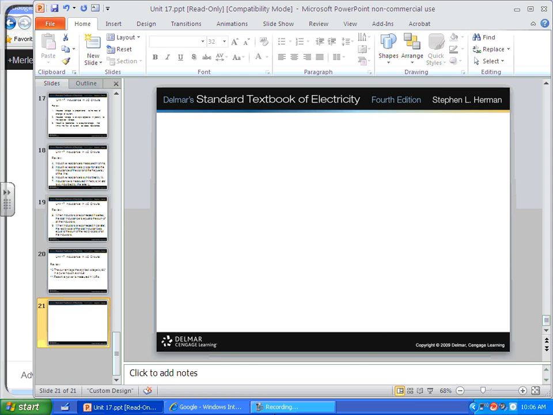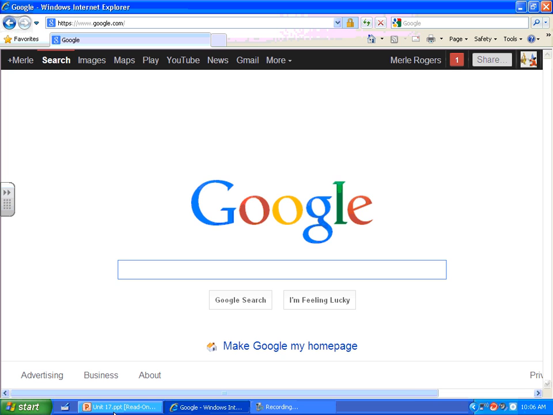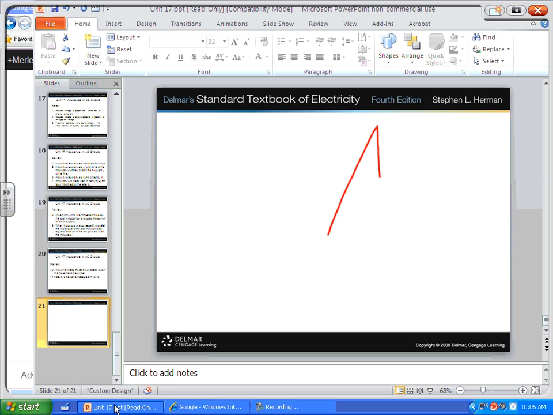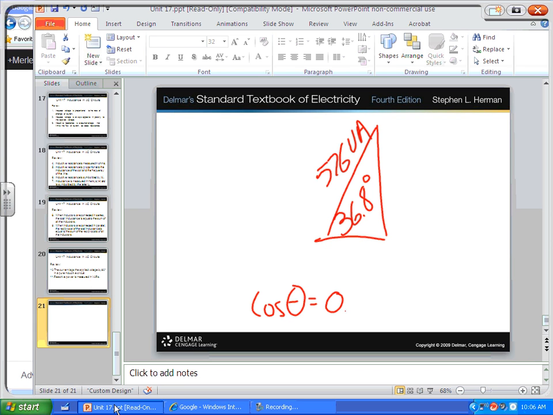That our cosine, oh no, I just lost all my drawings. We still know that our cosine, what was that, 36.8? Okay. And our cosine of theta is 0.8. Everybody agree with that, right?